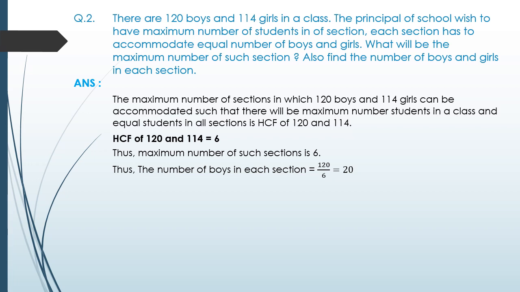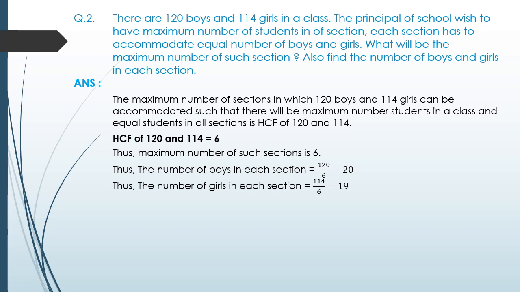To find the number of boys in each section, we are going to divide the total number of boys by the number of sections. The total number of boys is 120 and the number of sections is 6. So 120 upon 6 is 20. So there will be 20 boys in each section. For the number of girls in each section, we divide the total number of girls by the number of sections. 114 girls divided by 6 gives 19. So there will be 19 girls in each section.